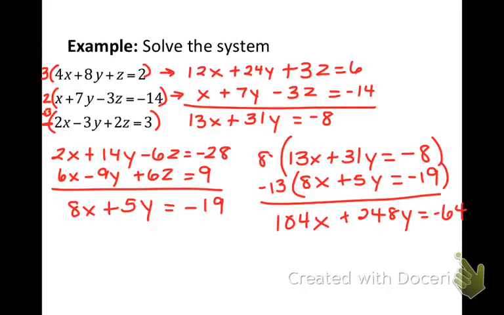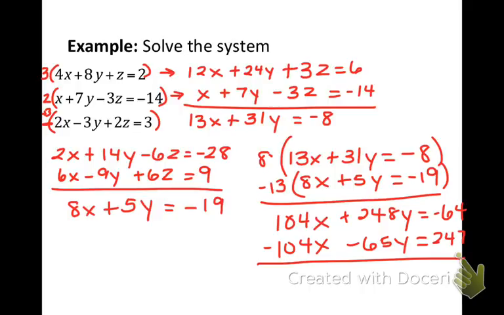Negative 64. And then we get a negative 104. 13 times 5. Negative 65y. 13 times 19. 247. Combine those. 248 minus 65. 183. Negative 64 plus 247. Well, that's nice. 183. All of that to get y equals 1. I'm so angry. Nice. Glad that worked out. Doesn't that make you feel so much better about life?